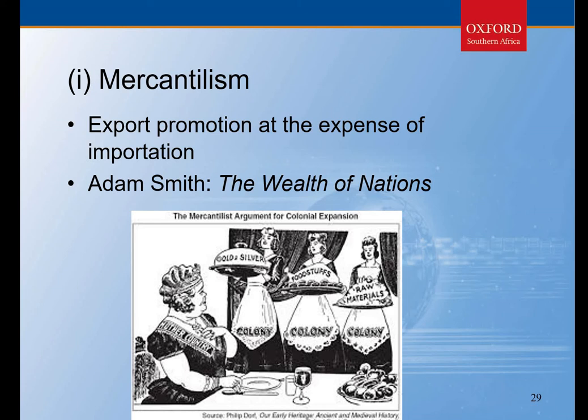So, what was the purpose of them colonizing us? South Africa was included in this equation. The purpose was for the colonies to provide the mother country with goods and services, with raw materials that could feed their factories that had opened up because of the Industrial Revolution.